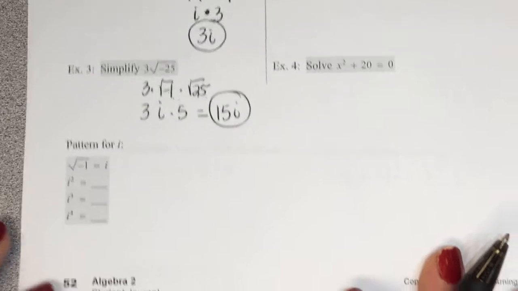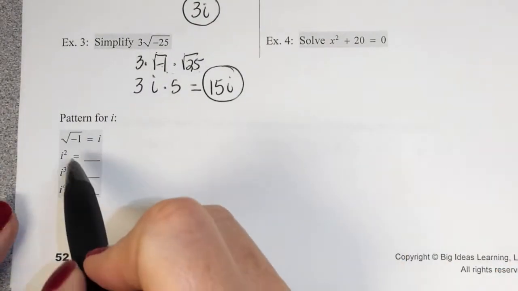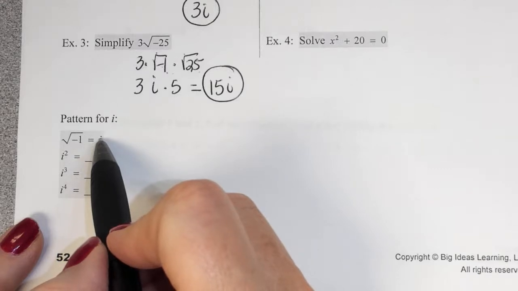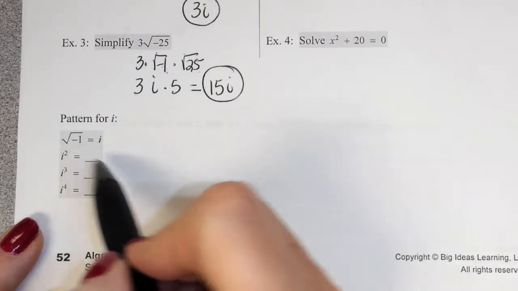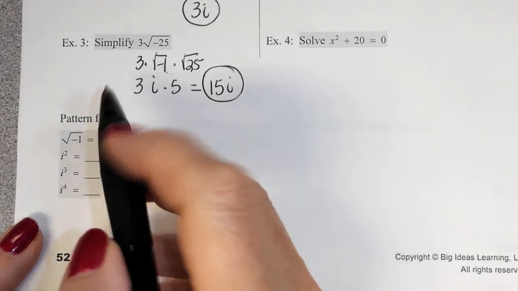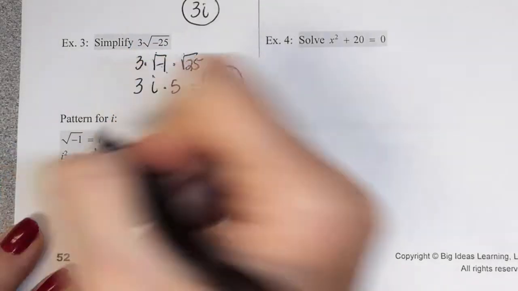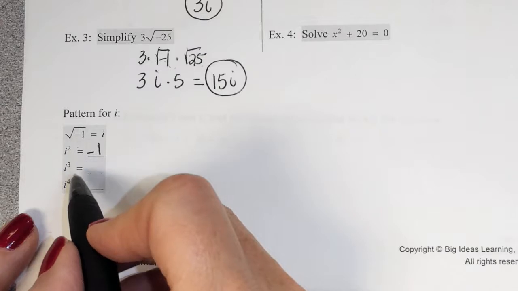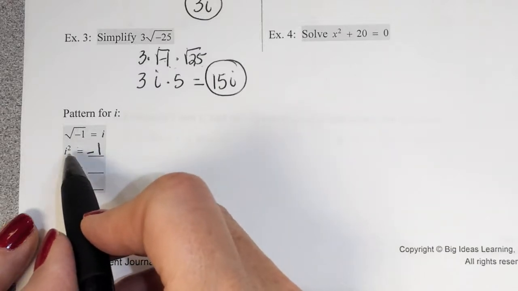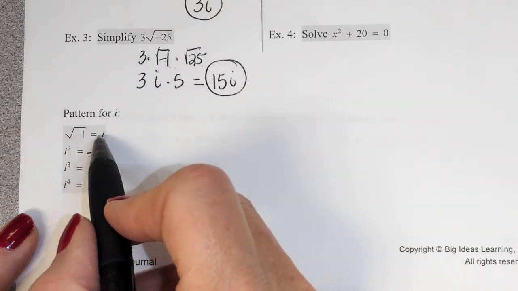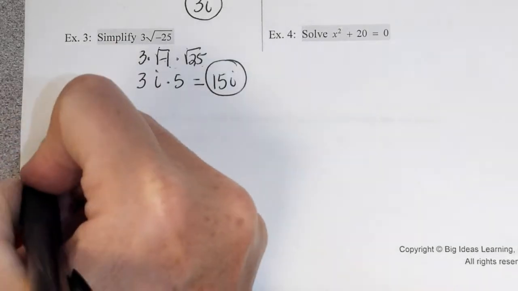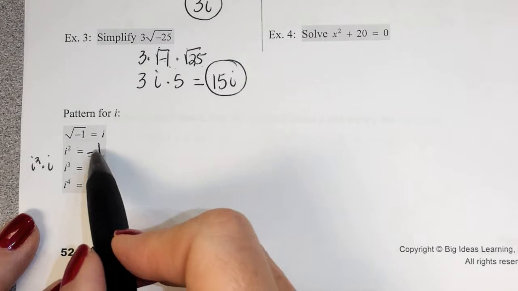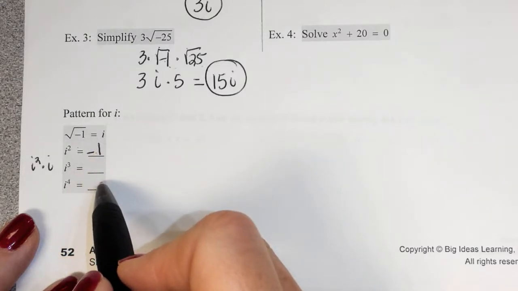Now we're going to look at some special patterns for i. We know that the square root of -1 is i. We know that i squared is what? -1. You're going to want to write this down, guys. i to the third. Well, I know i to the third is just going to be i squared times i. So if I do i squared times i, what are we going to get?